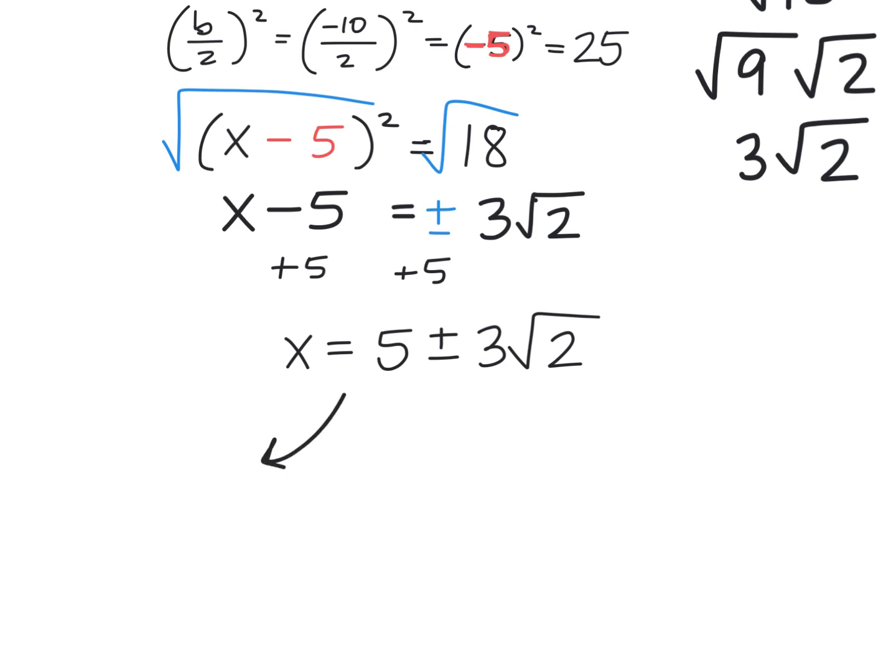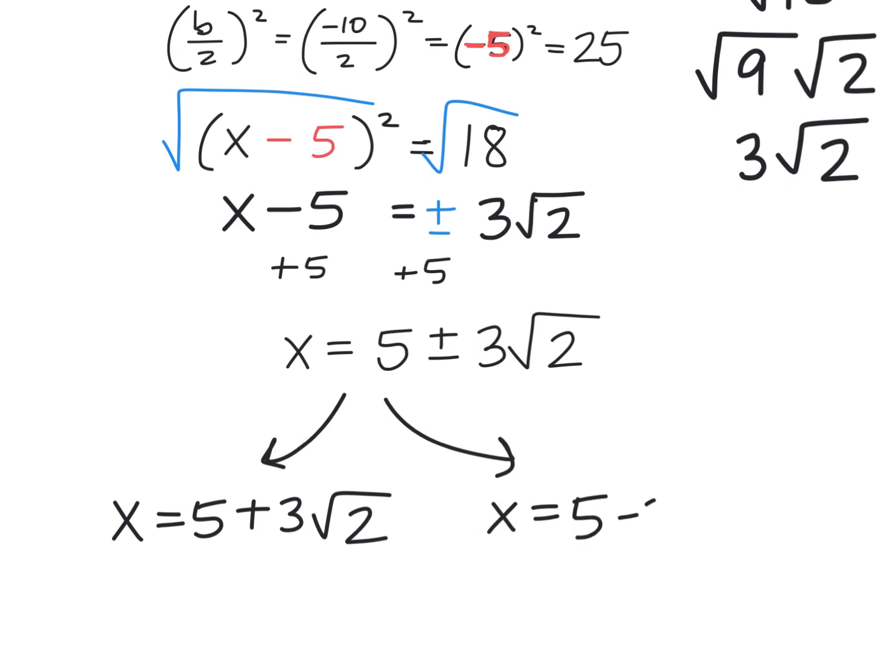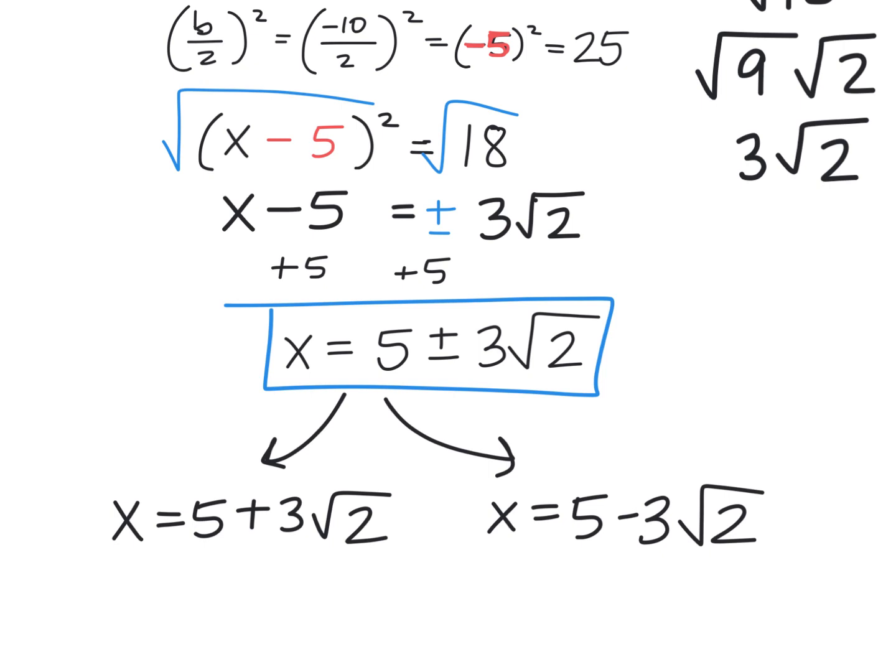You could write it as x equals 5 plus 3 root 2, and then the other answer is 5 minus 3 root 2. Is that really necessary? That's tacky. No. I'm fine if you leave your answer like this. But you'll notice that I have arrows like this. And I think Delta Math will usually make you write it as 2 separate solutions.